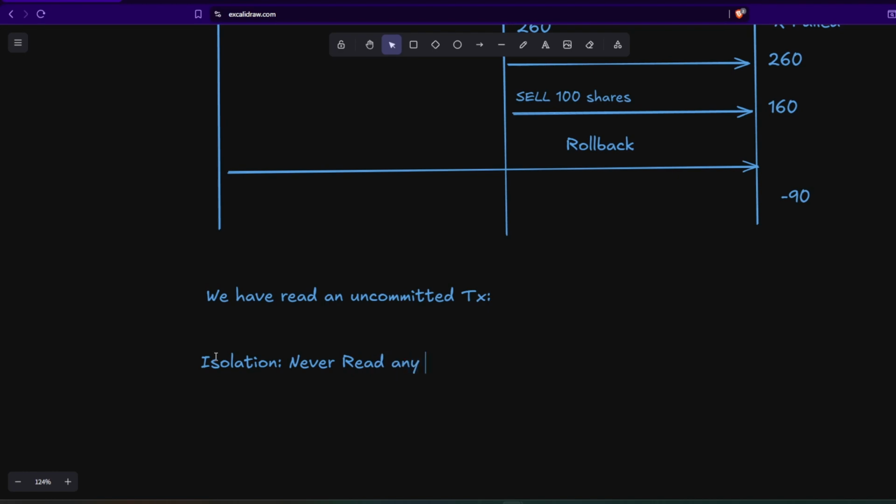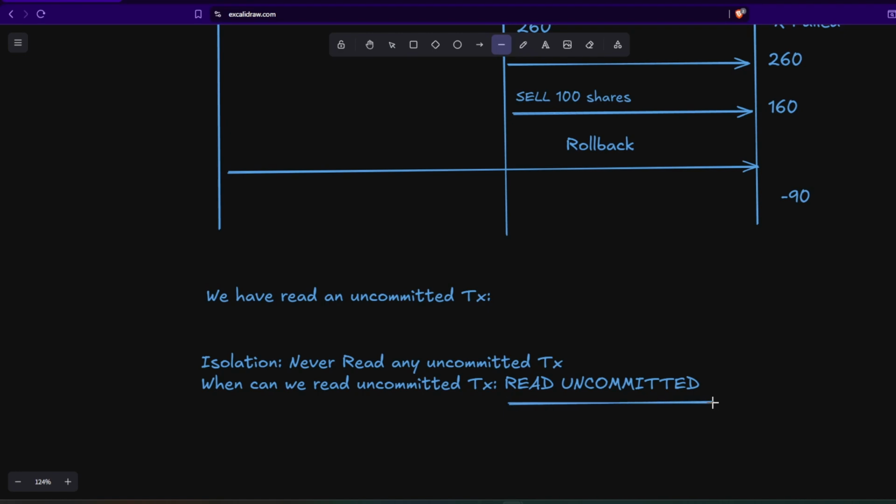Never read any uncommitted transaction. And when can we read an uncommitted transaction? If the database isolation level is set to read uncommitted. This is the first time I'm introducing the concept of isolation. If two transactions are going on and my database isolation level is set to read uncommitted, then one transaction could read the other transaction's uncommitted data, and that would invariably introduce problems in any system. So under no circumstances should we allow two transactions to read each other's uncommitted data.